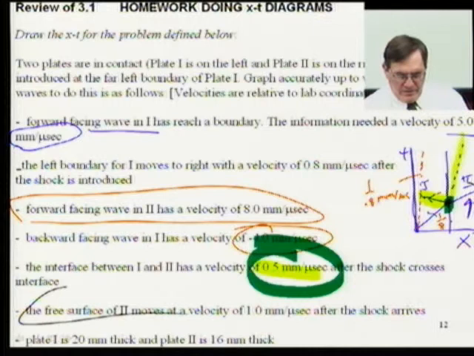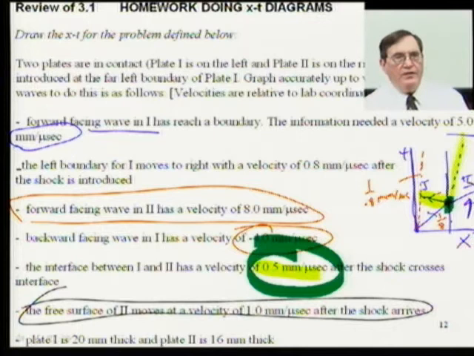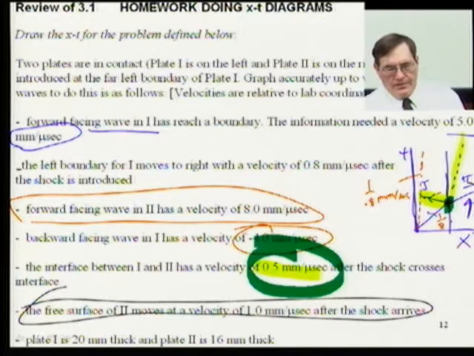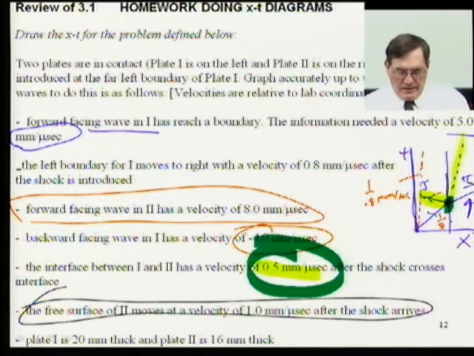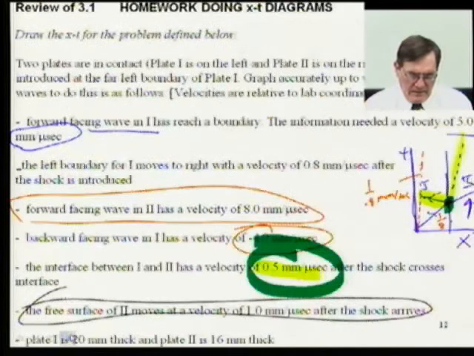It's a very practical thing that one of the easy ways to determine particle motion is to measure the free surface velocity. And you can do that with cameras or pins, rival pins that are spaced out in front of it. As the plate moves and hits the pins, it tells you the velocity as they close the pins. So the free surface velocity is going to be a useful parameter in a number of experiments. Also, I give you the plate's thickness. The first plate is 20 millimeters thick.